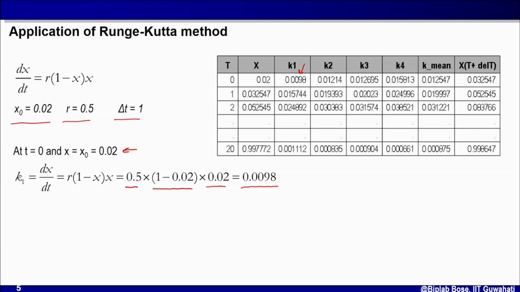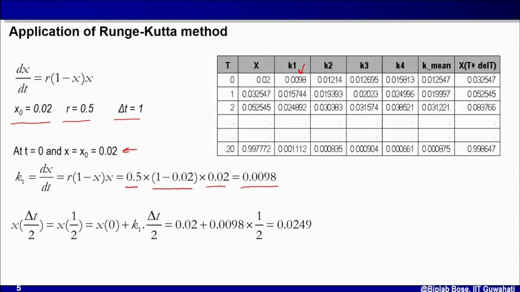Now I have to draw a line at this value of x and t having a slope k1, and that I will extend up to delta t by 2 time. So the new value of x there will be x at delta t by 2, that is x at 1 by 2, equal to x at 0 plus k1 into delta t by 2. So x at 0 time point is 0.02, it is already given here, plus the slope I have calculated, so this slope comes here, into 1 by 2.